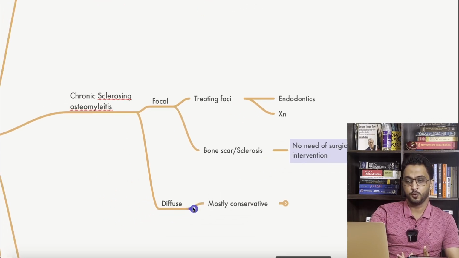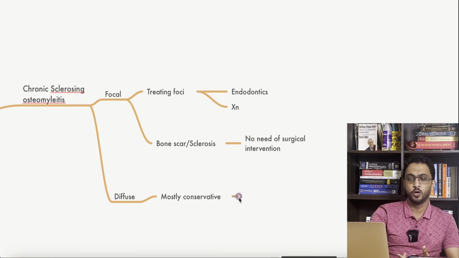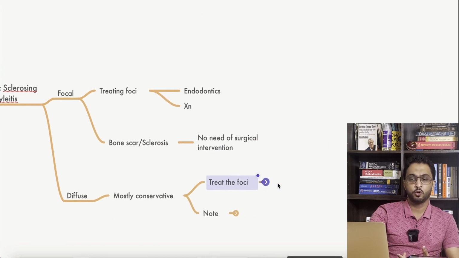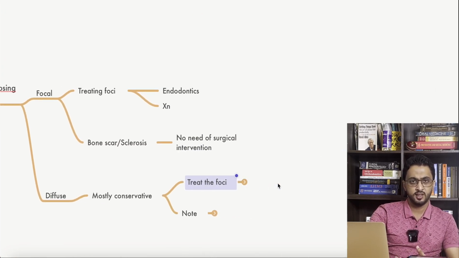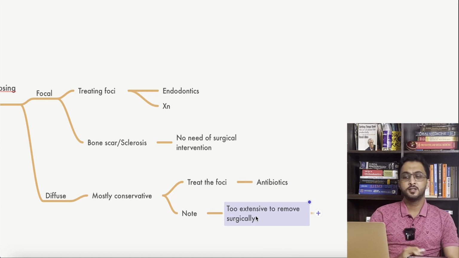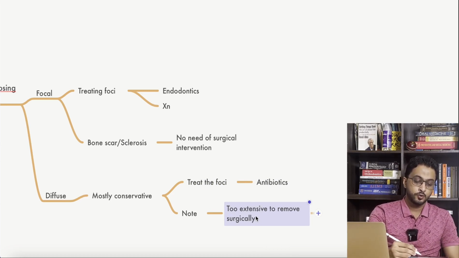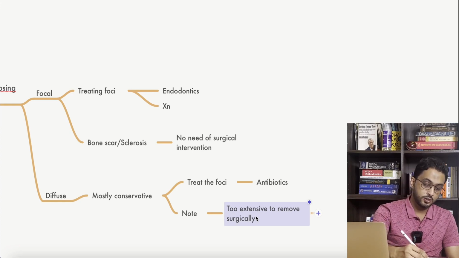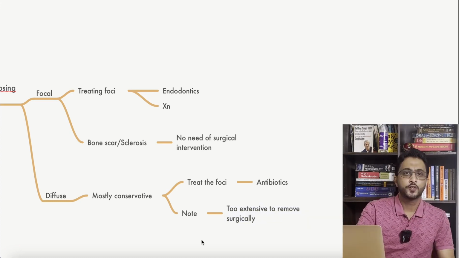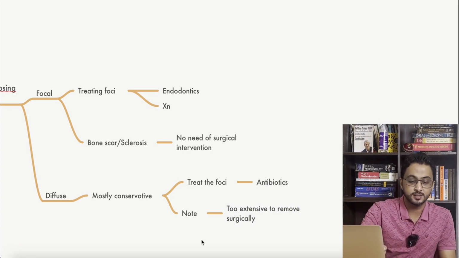Diffuse is very diffuse, so you can't go for surgical. Just treat the foci. If there is periodontitis or anything else, treat that. Give antibiotics, and please note, too extensive to remove surgically. So that's one point to note. I'll just write it down here, in another color: surgical is a question mark. That's a key point there.